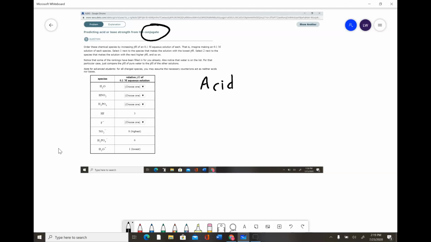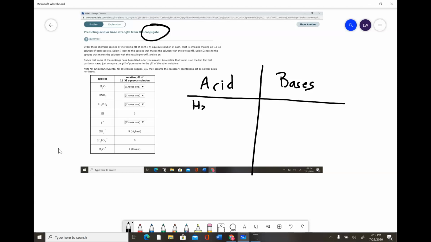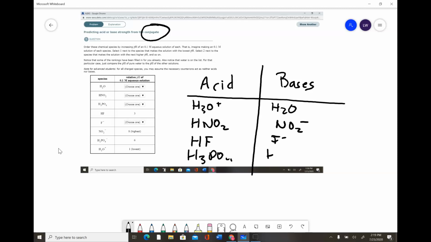So if you write the list out in a table where you have acids on the left and bases on the right, this becomes a little clearer. So we have H3O plus, and then we have its conjugate base, H2O. We have HNO2, and then we have its conjugate base, NO2 minus. We have HF and its conjugate base, F minus, and we have H3PO4 and its conjugate base, H2PO4 minus.